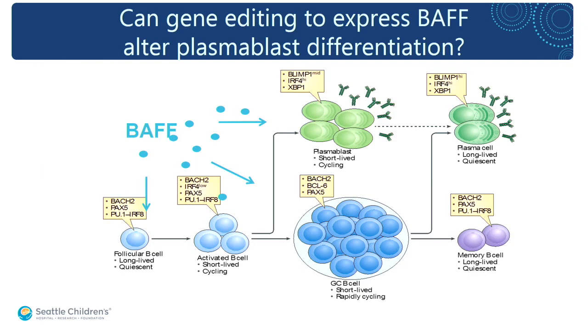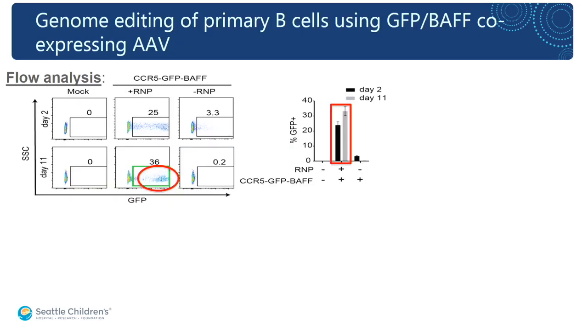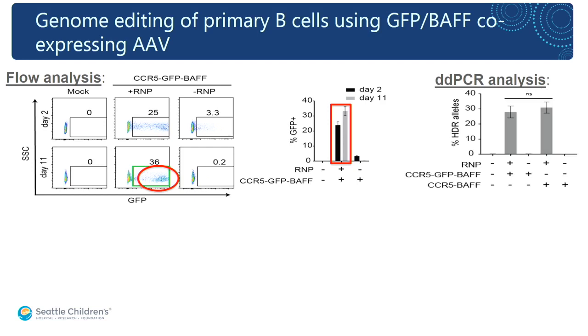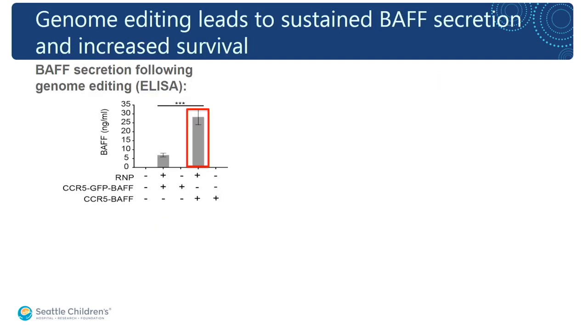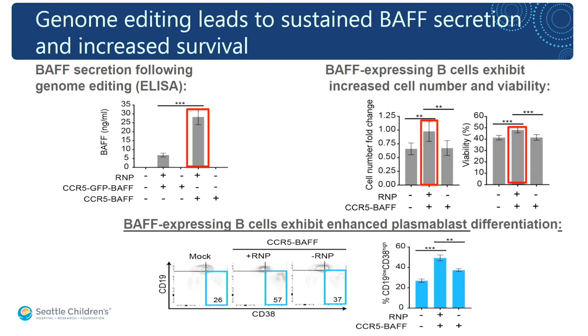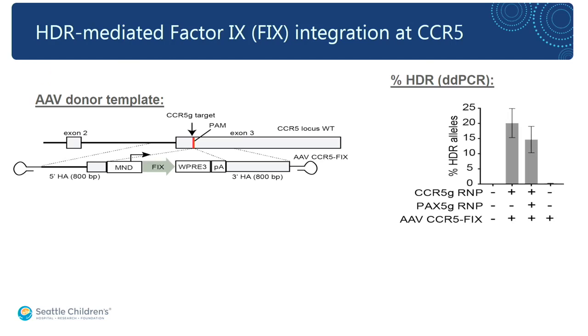And if we knock in a different transcript, where we're knocking in a cytokine that promotes B cell survival called BAFF, either alone or with a GFP marker, we can see much higher efficiency of HDR, and that is shown here by digital PCR analysis. And when we do this with a donor lacking homology arms, this doesn't happen. But the striking thing is, when we do this, we get protein expression, the cells survive better, and they differentiate into plasma cells.